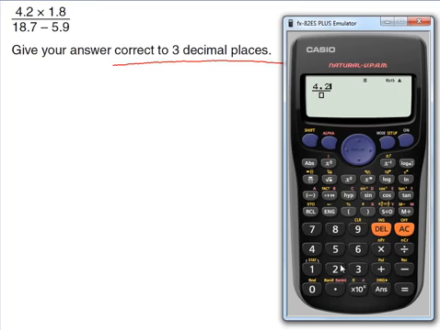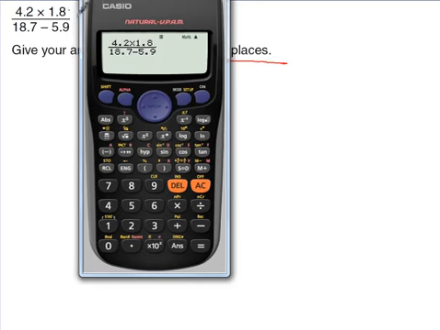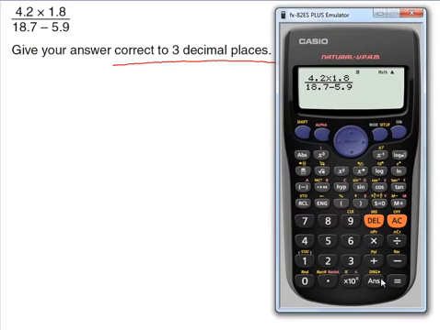So 4.2 times 1.8. Now make sure that you go down to the denominator, you don't continue writing at the top here. So go down, 18.7, take away 5.9, and then you can just make sure you've got that exactly the same. So just put your calculator next to the question. Does that all match? Yeah, brilliant. Press equals. Again, we get a fractional answer. We want a decimal. Always write this down, because even if you get your rounding bit wrong, you get a mark for getting this bit correct.